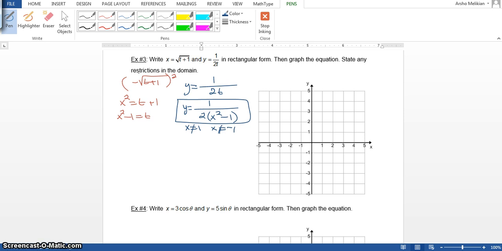So how do we show that on the graph? Well, if x can't equal 1 and x can't equal negative 1, that means those two are asymptotes. Got it. Now, to graph this, we're going to pick points. We're going to graph it as x versus y. So for x, I'm going to pick negative 3, negative 2, 0, 2, and 3.